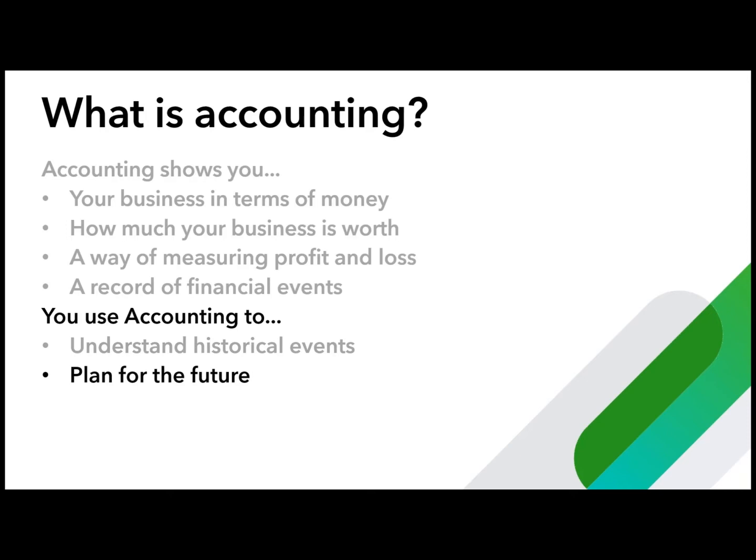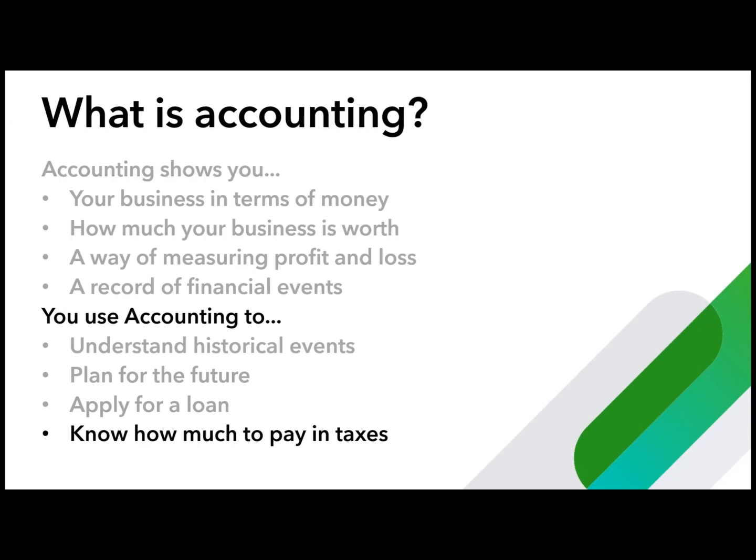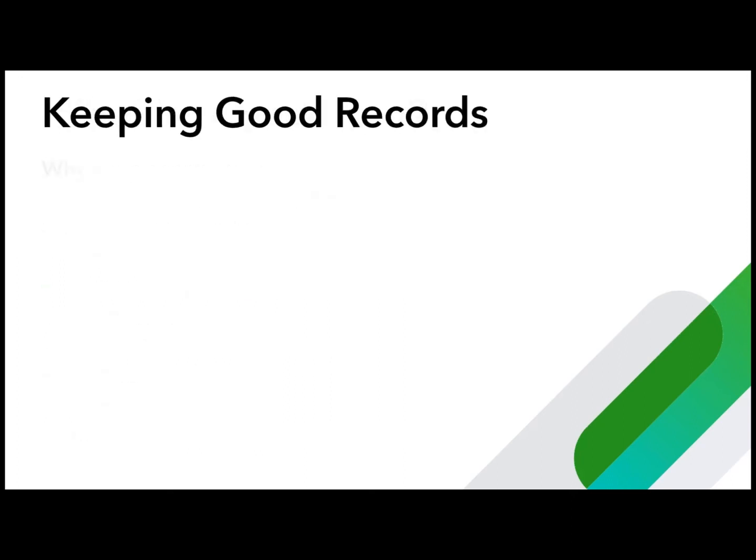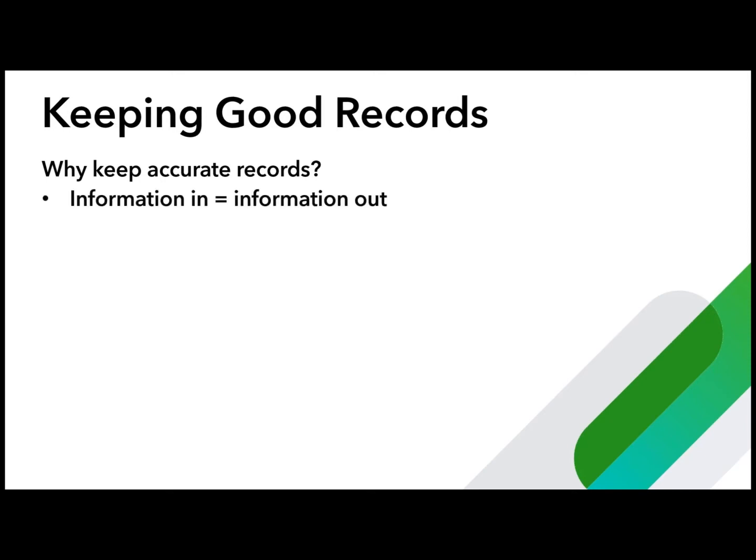For example, if a certain product or service is profitable, you may decide to sell more in the future. The information you get from your accounting records also helps you apply for a loan and calculate how much to pay in taxes. The real work or activity of accounting is record keeping. Let's talk about keeping good records. First, why should you keep accurate records? Because this information forms the basis for calculating taxes and running reports. If you enter bad information into QuickBooks, you get bad information out of QuickBooks.